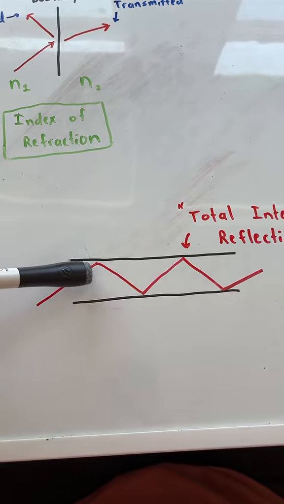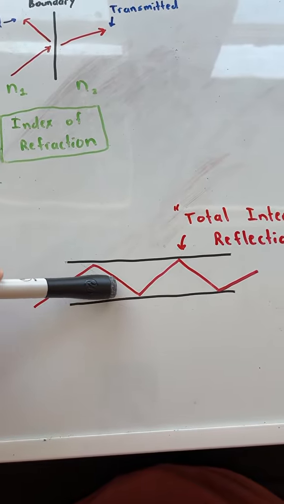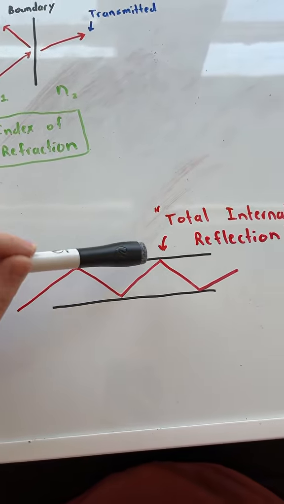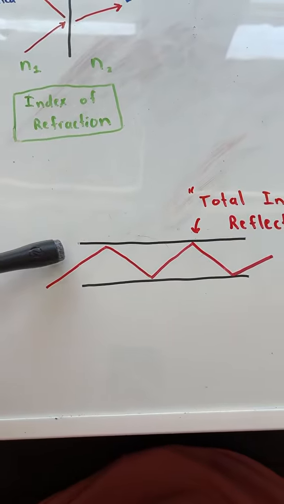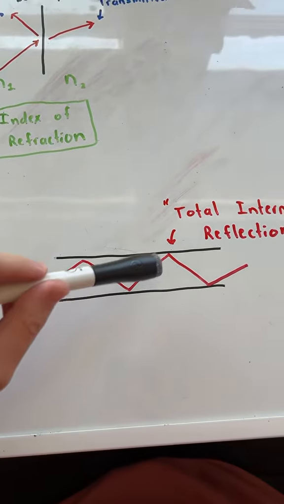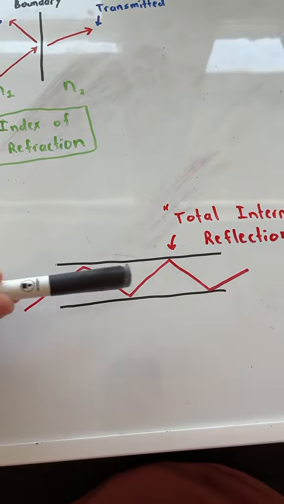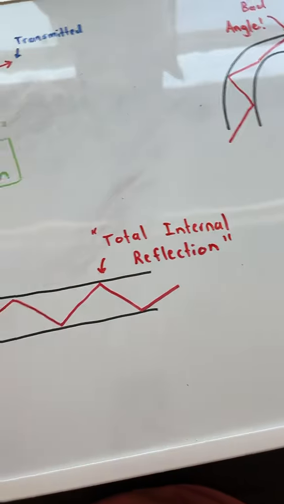Once it gets in, it's trapped, and as it hits the walls, it just completely reflects back the other way. So if we make a cable out of this material, we can trap the light within this cable so that it just continues bouncing around through the cable all the way until it reaches the other end.